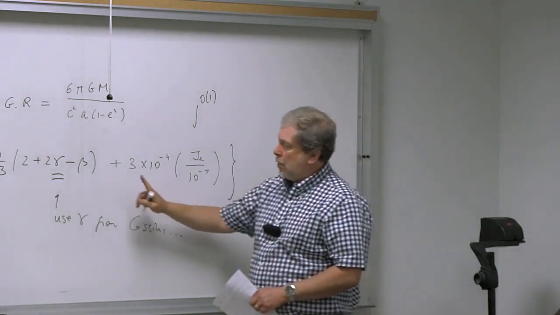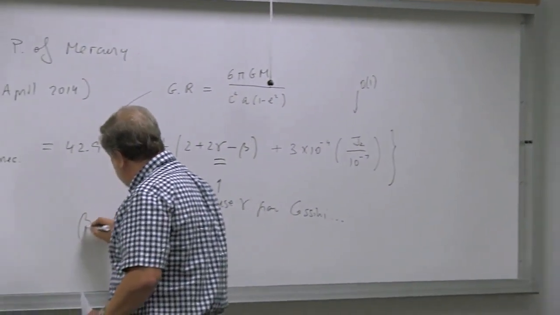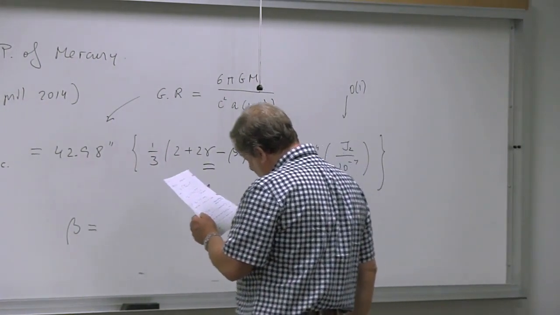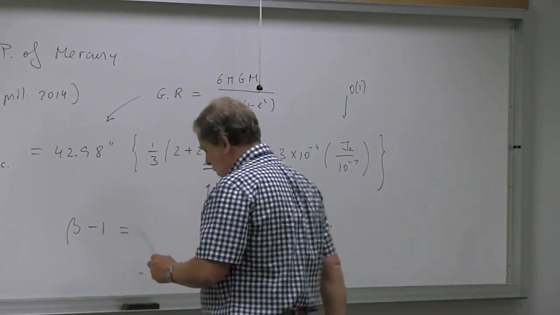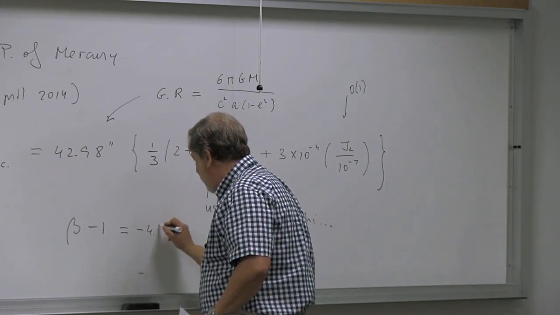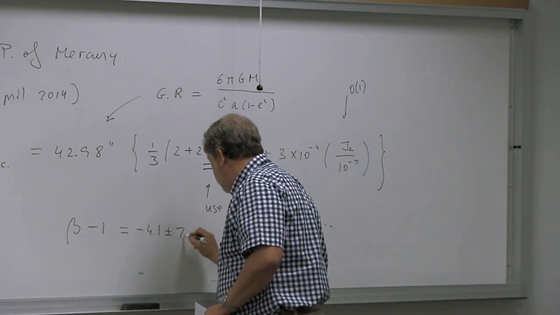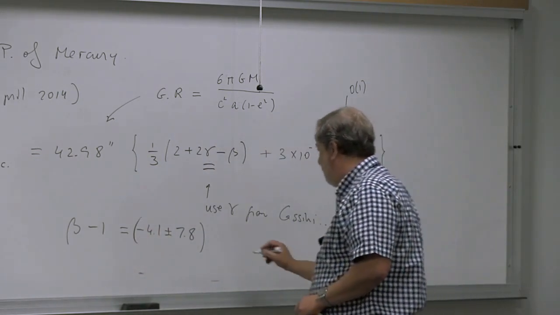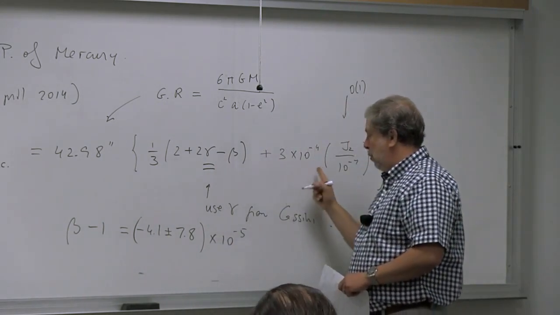So because this effect is small, this constrains basically beta directly. So one finds that beta is, as a result, well, let's say beta minus 1 is equal to, the best number nowadays is minus 4.1 plus or minus 7.8 times 10 to the minus 5. And I guess that would include this correction as well.